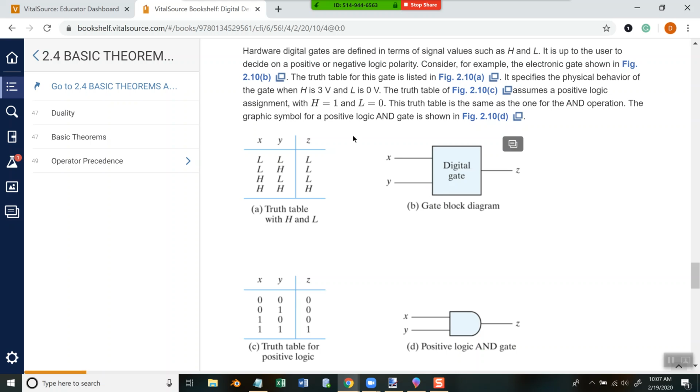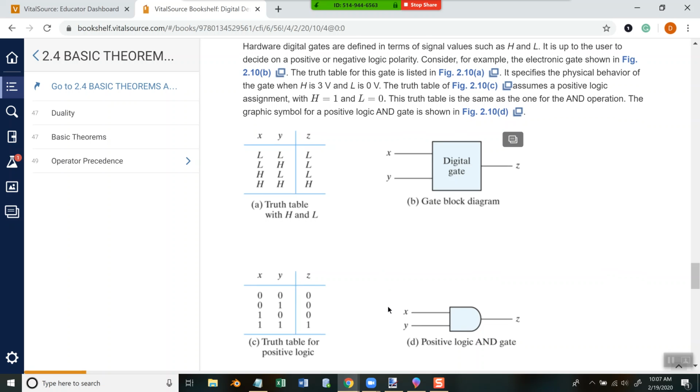Okay, let me think about this. H is 1, so we're saying H is equal to 1. So put zeros in for the L. 0, 0 gives you 0. And this is an AND gate at this point. 0 for L, 1 for H. That's 0 and 1 here, which gives you 0. 1 for H, 0 gives you 0. And then both these are H's, so they're both 1s, it gives you 1.